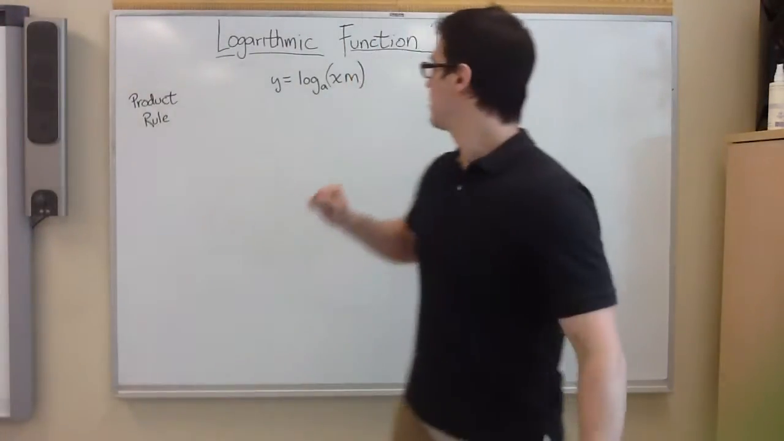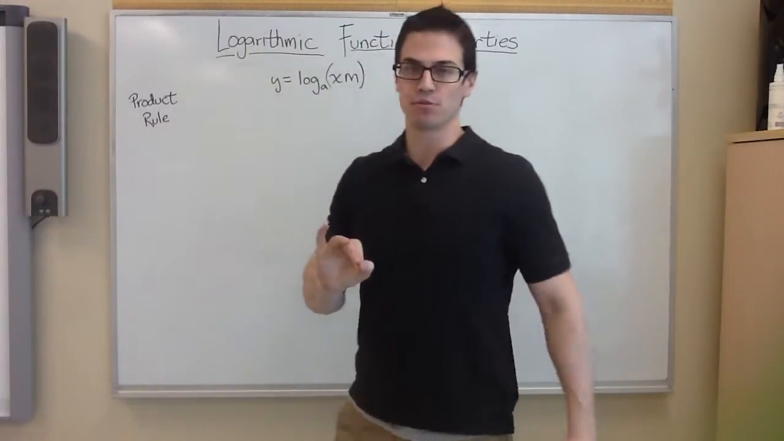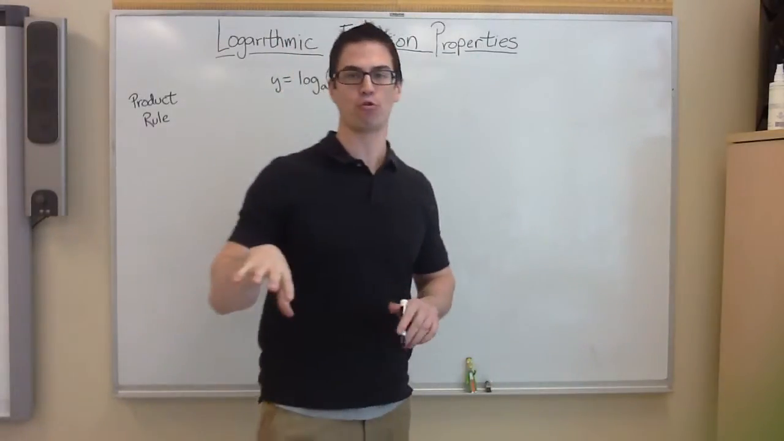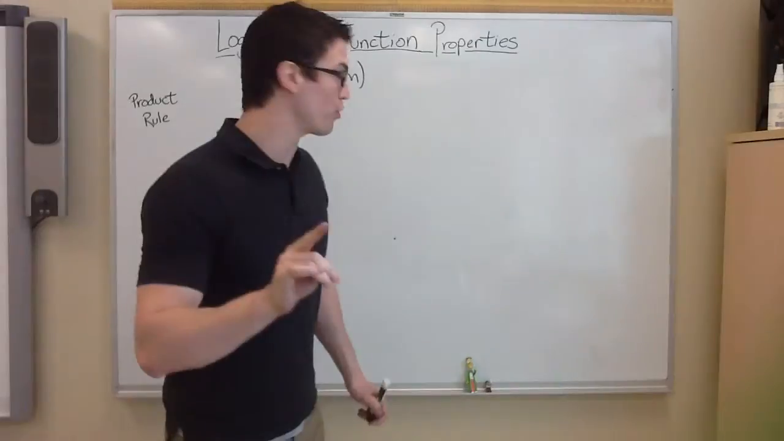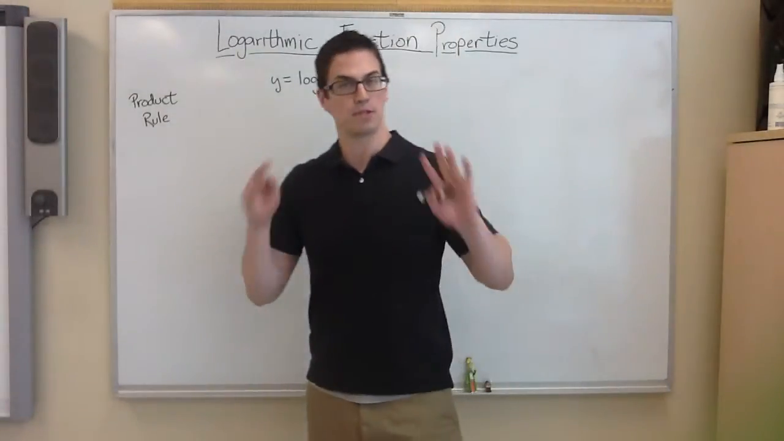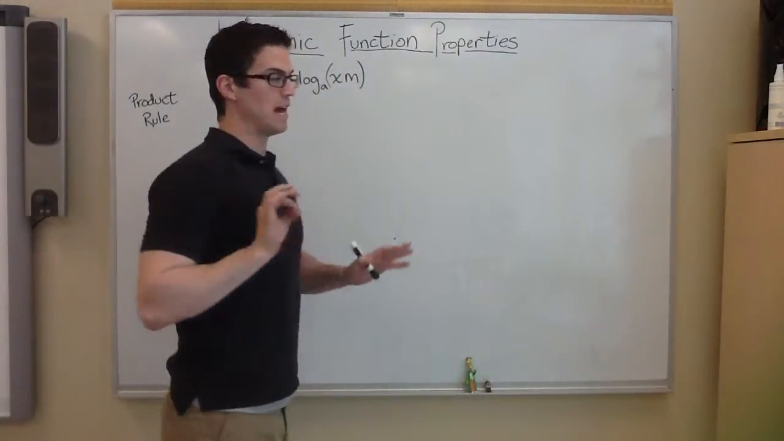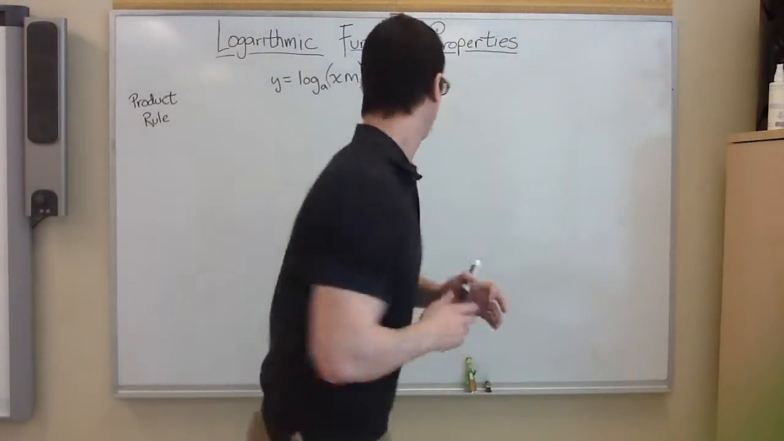Back again. So we've got logarithmic function properties. This time we're going over what's called the product rule. This one's a little bit more difficult than the other rules, but remember, you don't need to worry about the proof so much, just worry about the rule. The rule itself isn't hard, but the proof is hard. That's what I should have said. The proof is hard, but the rule is not that bad. Okay, so here we go.